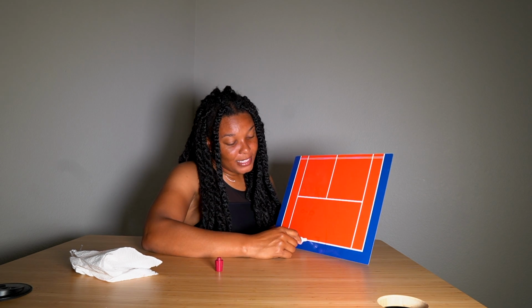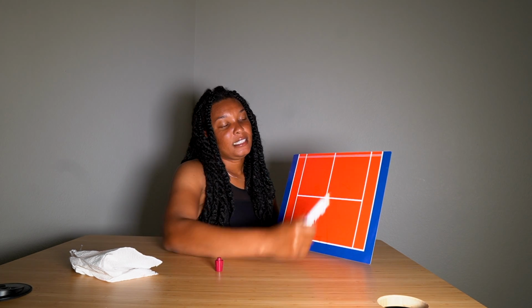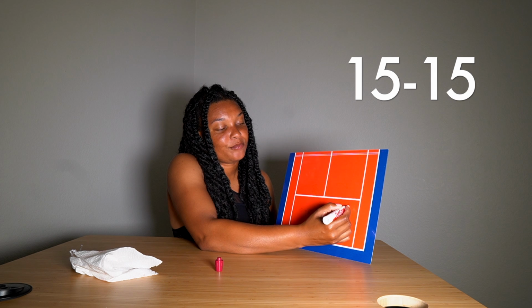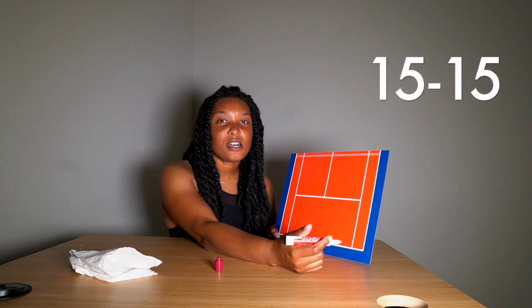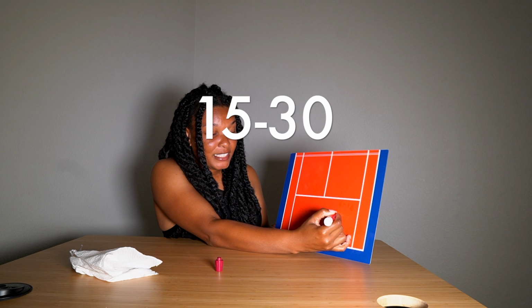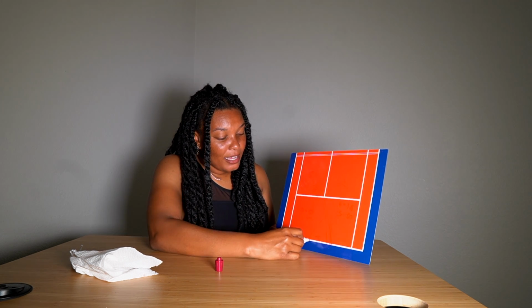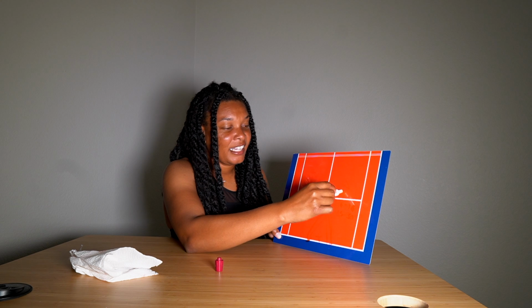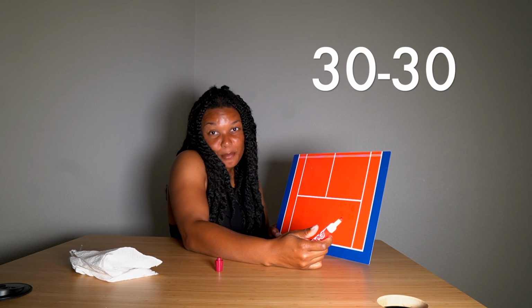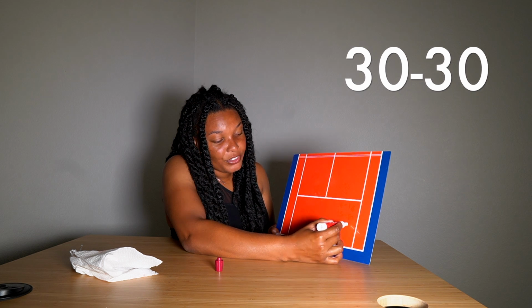Now I'll go on this side and I'll serve in this box. Let's say I play the point out. I lose the point. Now the score is 15-15. Or you would hear people saying 15 all. Then I go back on this side. Then I serve the ball in here. I miss it. I serve it again. I miss it again. The score now is 15-30. Then I come on this side. I serve it in here. I come back on this side. I make it in here. Let's say I win the point. It's 30-30 or 30 all.